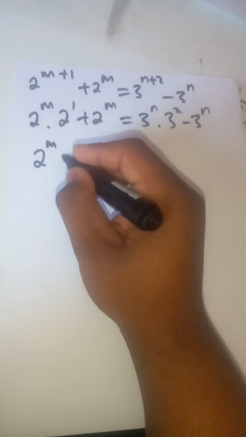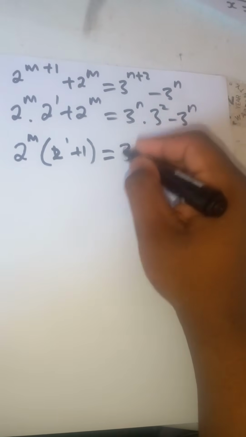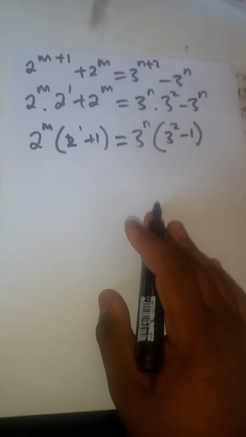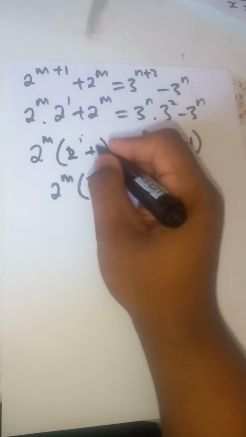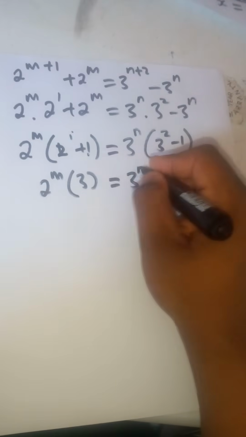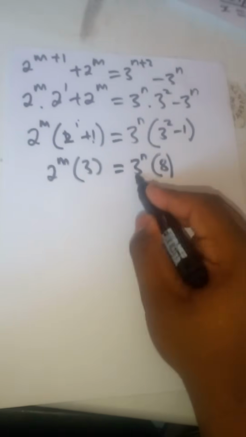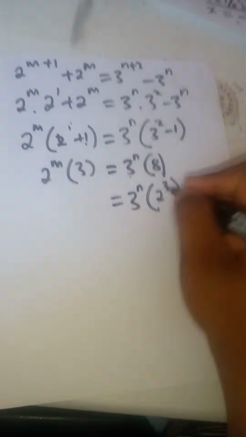You see, I hope now you know how to split, guys. And we have been doing exponents since. So now check what's common there. It is what? 2 to the power of m. 2 to the power of 1 plus 1 is equal to 3 to the power of n. This one, it is what? 3 squared minus 1. Exponents, I love them. So now you have 2 to the power of m times what? 3, because 2 to the power of 1 plus 1 is 3. This one is 3 to the power of n, which is what? 9 minus 1, 8. But now check, since this one is multiplying that one, I can simply convert this one to what? 2 to the power of 3.